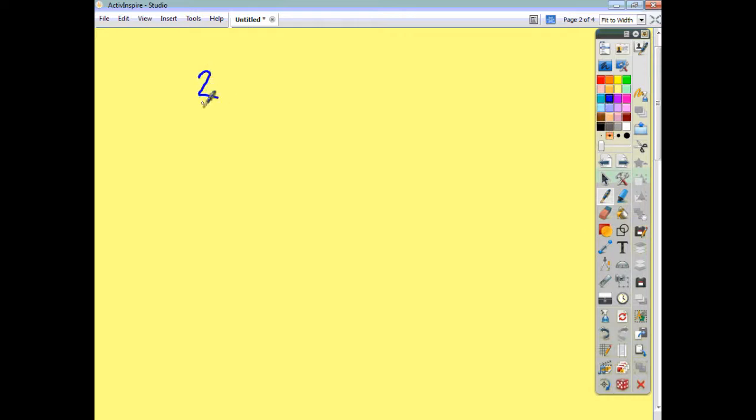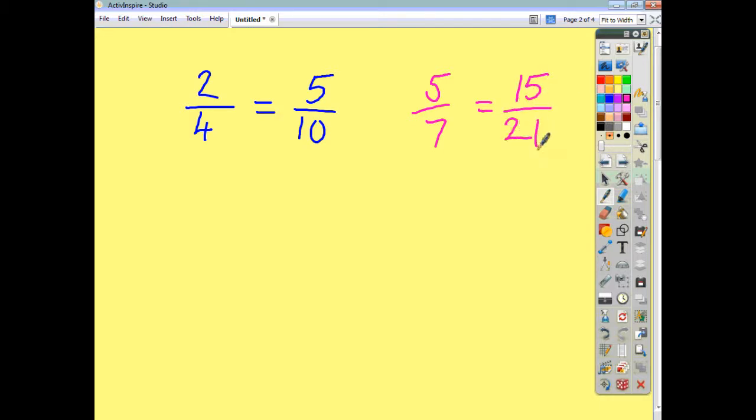So let's say, for example, we know that 2 over 4 is equal to 5 over 10. Now, we also know that 5 over 7 is equal to 15 over 21. What do you notice when you multiply together the diagonals? 4 times 5 is 20. 2 times 10 is also 20. And 20 is equal to 20.